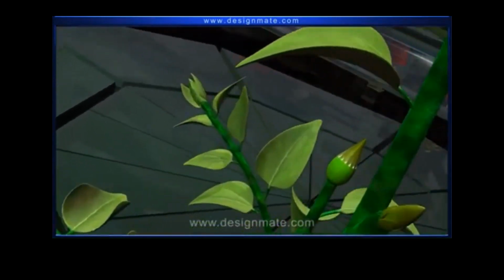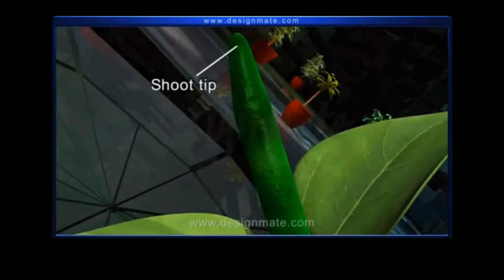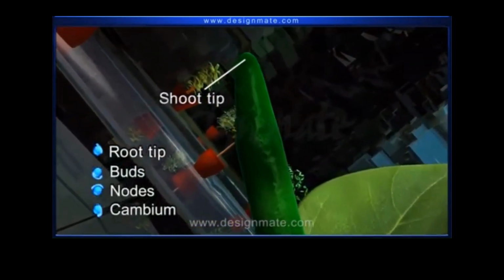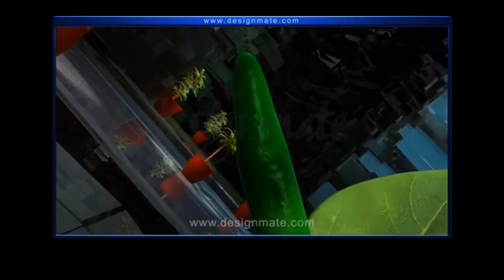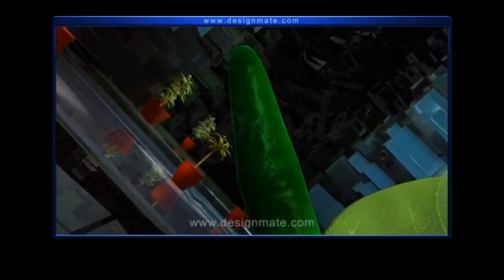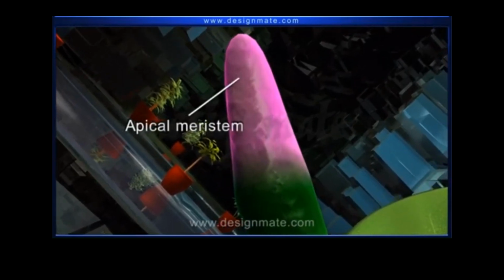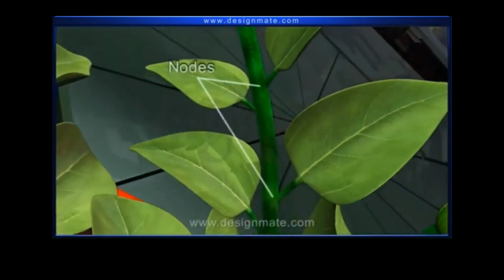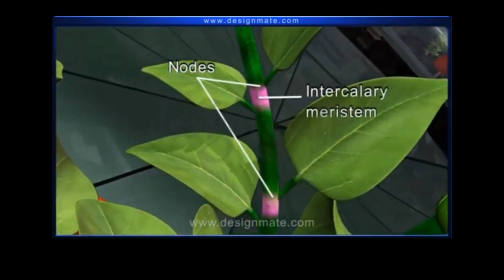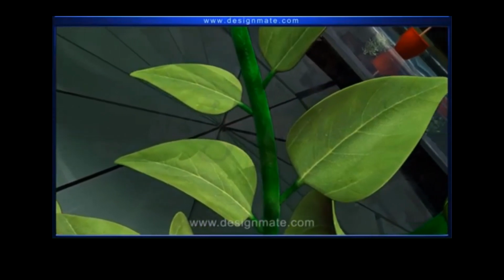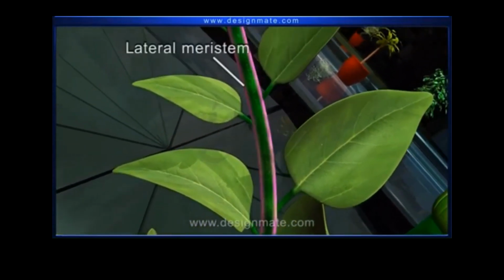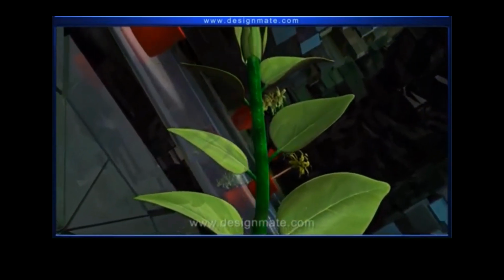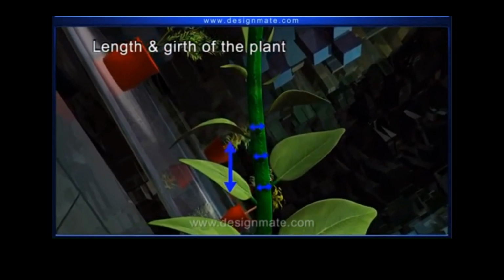At the growing parts of the plants, such as the shoot tip, root tip, buds, nodes, and cambium, we find the meristematic tissues. The meristematic tissues at the shoot and root tips are called apical meristems. Those at the base of nodes are called intercalary meristems, and those located laterally are called lateral meristems. These tissues divide continuously, helping to increase the length and girth of the plant.